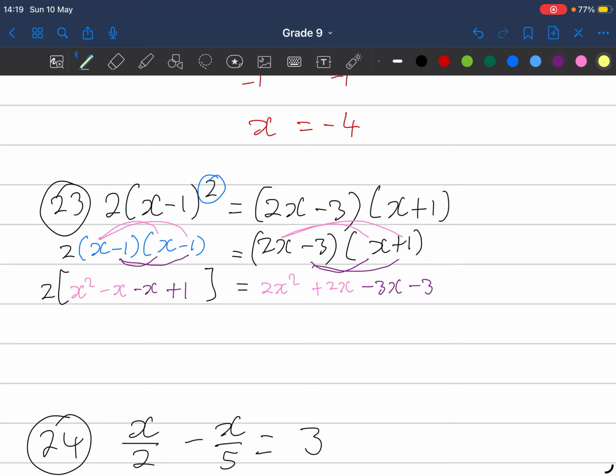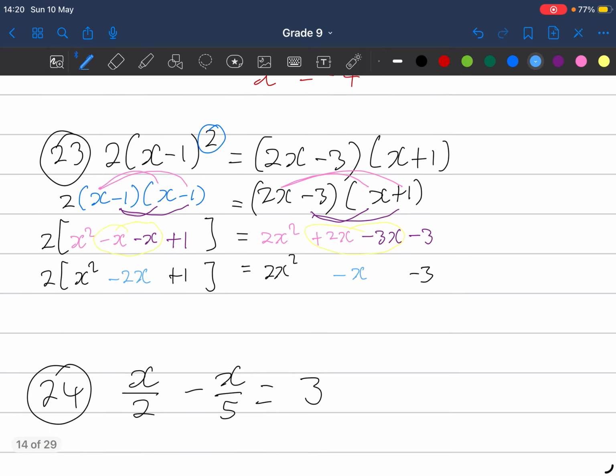Now, whenever you do FOIL, these terms in the middle are always like terms, or there's at least 2 like terms. So we're going to sort that out first. So equals 2x squared plus 1. Notice how everything that isn't changing is in black. Alright, so minus x will become minus 2x. That's a bit hard to read, so let's use this. Minus 2x and plus 2x minus 3x is going to become minus x.